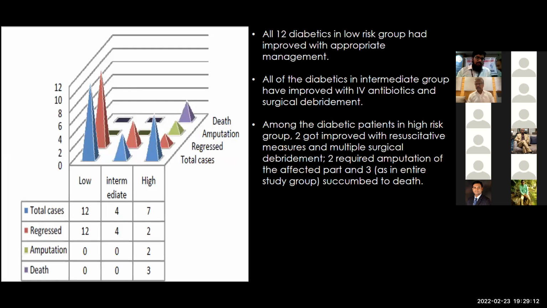Among the diabetic patients, there were 12 in the low risk group, in which all improved with IV antibiotics and minimal surgical debridement. In the intermediate group, all 4 improved with antibiotics and surgical debridement. In the high risk group, which constituted 7 of the 8 patients, most of them diabetic, 3 died, 2 required amputation, and 2 required surgical debridements with split thickness skin grafting.